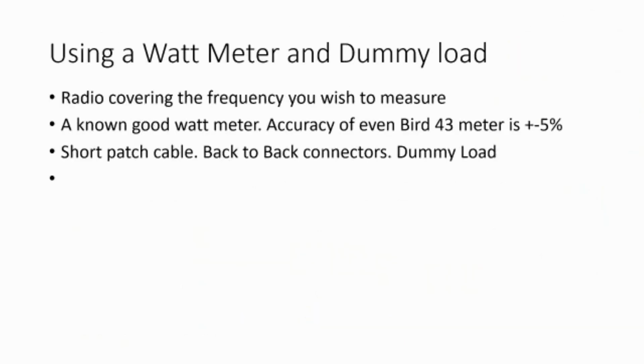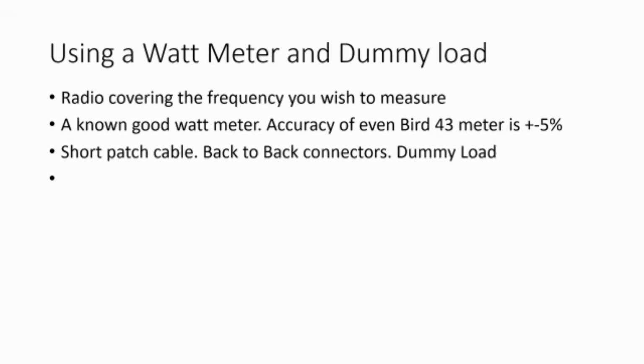So using a watt meter and dummy load, you need a radio covering the frequency you wish to measure, a known good watt meter. Most meters are accurate between 5 and 10%. Even a Bird 43 that you'll pay hundreds of pounds for is only good to plus or minus 5%. But we're not interested in the last half a watt here. We're interested in ratios, and so as long as it's got a big enough display on it that you can read the power meter and it's repeatable, then it's good enough.